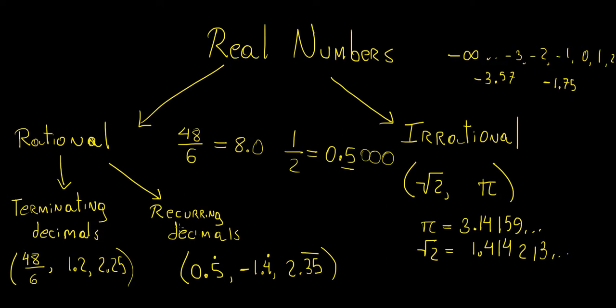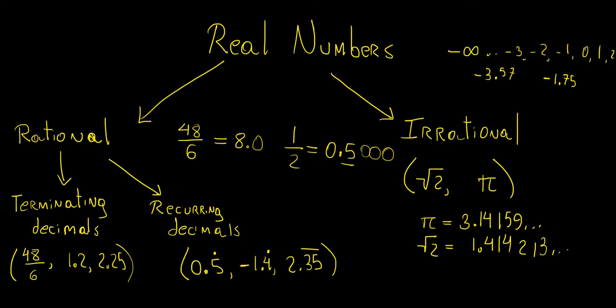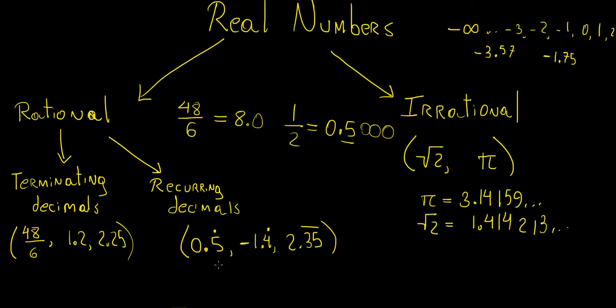An example of that would be in this case something like 0.5 with a little dot on top of the 5. What that actually means is that we have a number like this that is going to continue all the way to infinity. This 5 is essentially being repeated all the way to infinity, and you can imagine that this thing is never actually going to end.